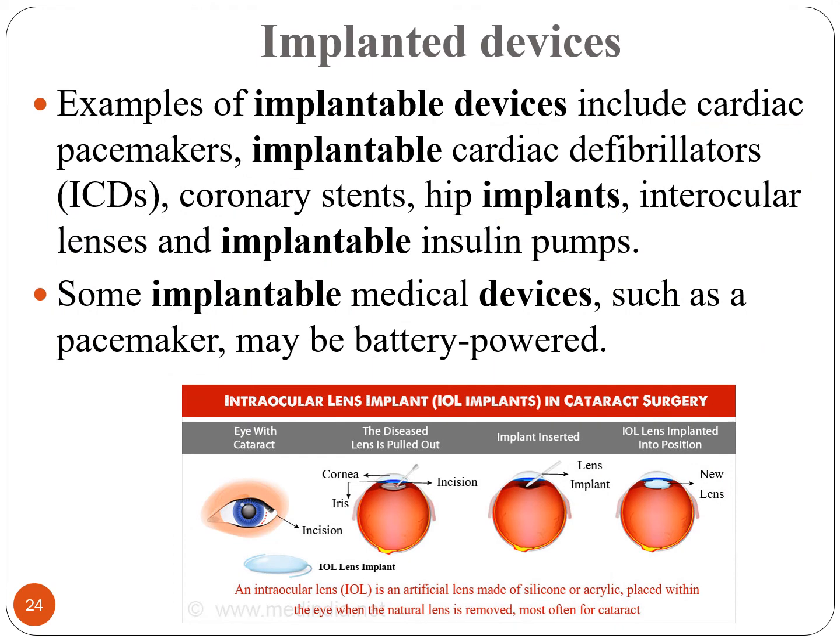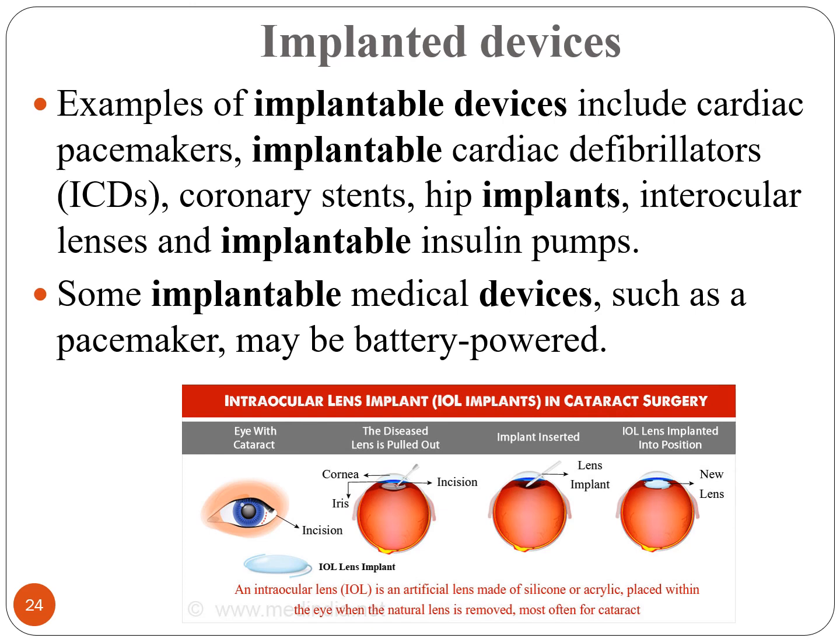Regarding implanted devices, we have different types such as cardiac pacemakers, implantable cardiac defibrillators, coronary stents, hip implants, intraocular lenses, and implantable insulin pumps. Some implantable medical devices such as pacemakers may be battery powered, so they must have a battery to provide the electrical current to the heart so that it acts as an artificial pacemaker.